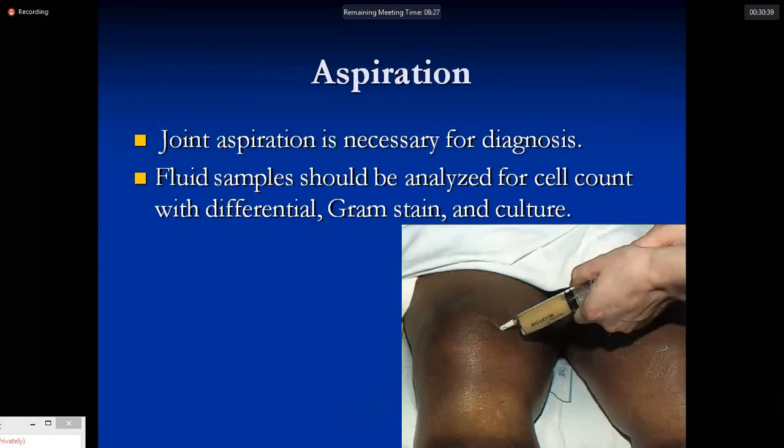It is usually necessary for diagnosis. If we see something like this, purulent material, pus, coming from the aspiration, we don't have to wait to confirm the diagnosis. This is the diagnosis, and you have to do immediate intervention, that is, immediate arthrotomy and drainage of the joint. Otherwise, if you delay for the culture report, the differential count, and the gram stain to come, it is very likely that we will lose the articular cartilage of the joint. Okay?